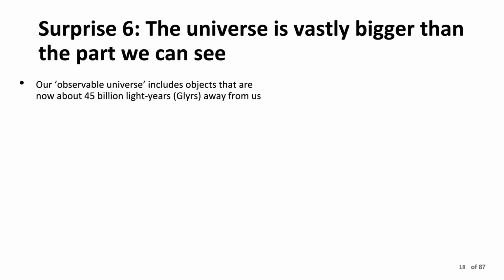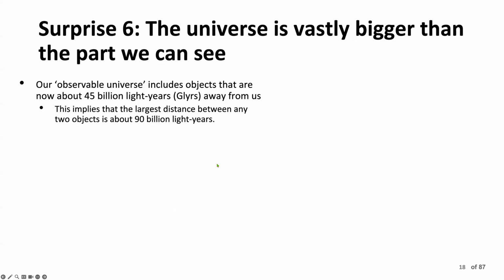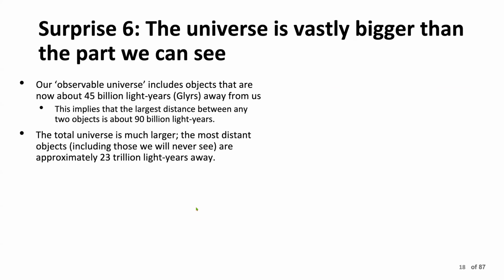The most distant objects are about 45 billion light years away. So if you were on one side of the universe and looked back to us and then looked at the most distant thing beyond us, that means the universe is about 90 billion light years. It's a volume characterized by a distance of about 90 billion light years. And we also know that that's our observable universe.